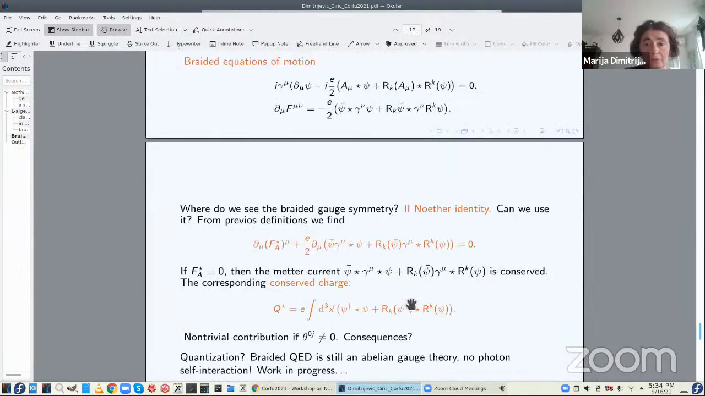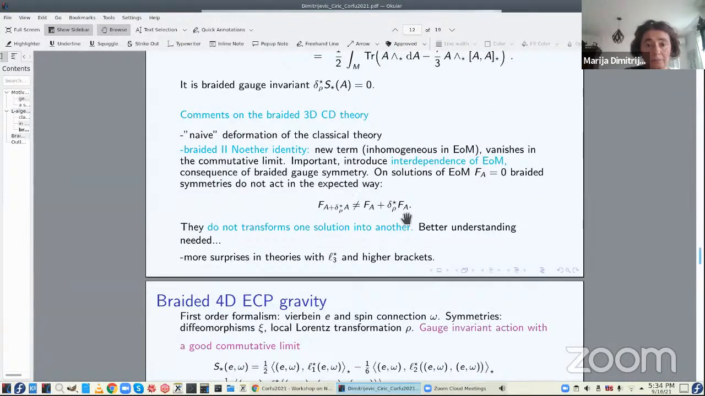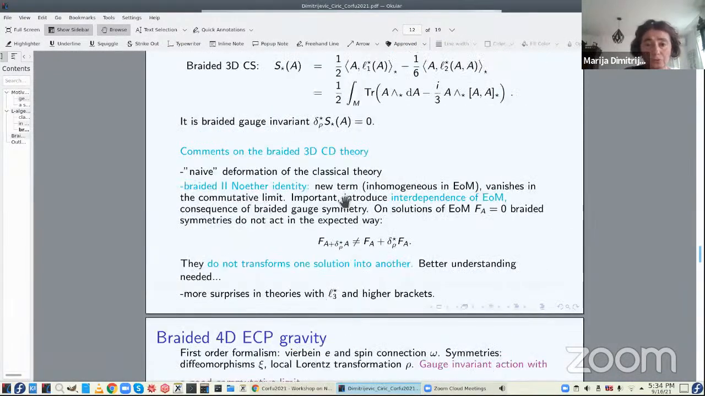Why? Because I skipped this part, and now I guess I have 1 minute to say something about it. I said that we have a braided Noether identity, second Noether identity, and that reflects the notion that we have a gauge symmetry, and this gauge symmetry introduces what we call interdependence of equations of motion. It gives some relations between equations of motion, saying that not all degrees of freedom are independent, you have some symmetry. The problem with braided gauge symmetries is that they don't transform one solution of your equations of motion to another solution, at least not in the expected way.